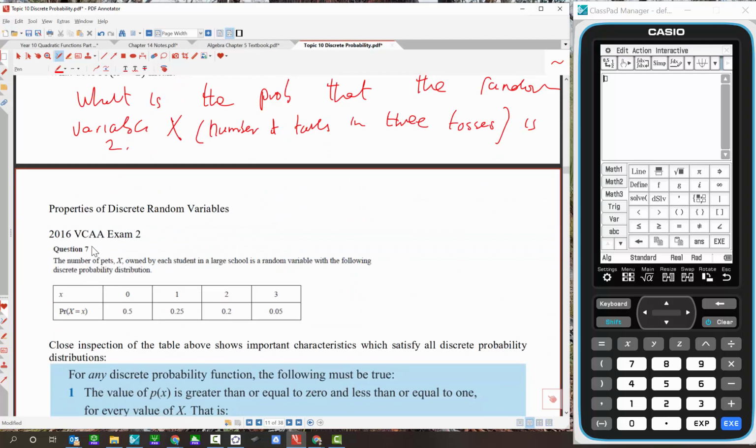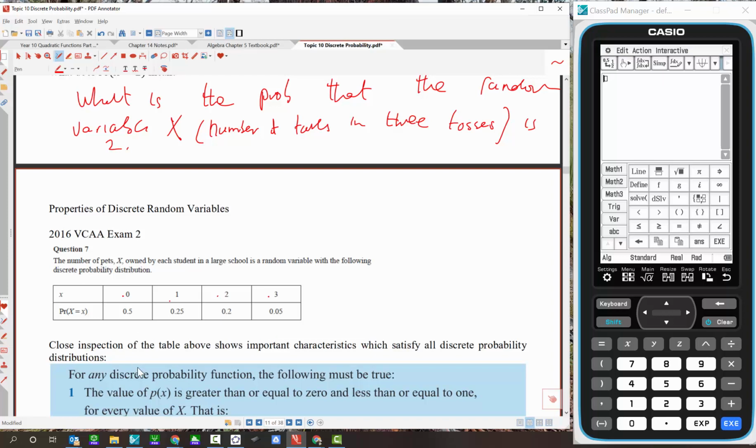Let's have a quick look then at where it would appear in a VCAA exam. You're not going to see it like this, but this is a possibility. So we've got here the number of pets is the random variable, and we're saying that it can assume one of 4 values: 0 pets, 1 pet, 2 pets, or 3 pets. The probability that a student in a particular school has 0 pets is 0.5, or 50% chance. 1 pet, 25%, 2 pets, 20%, 3 pets, 5%.